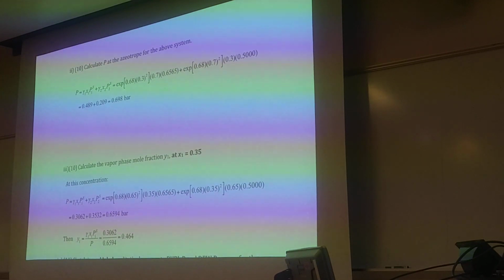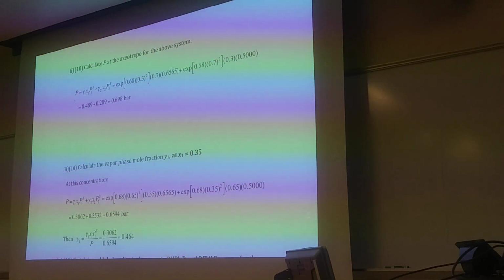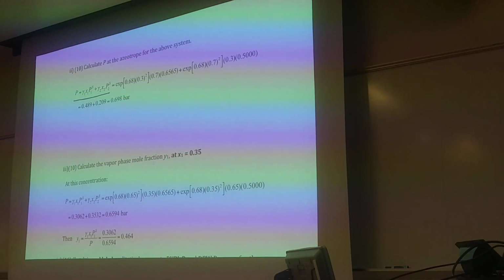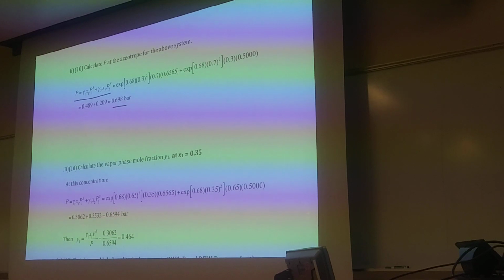Next, you're asked to calculate the pressure at the azeotrope for the above system. So we calculate the pressure this way, summing up the partial pressures. Plugging in the numbers, we get 0.698 bar.